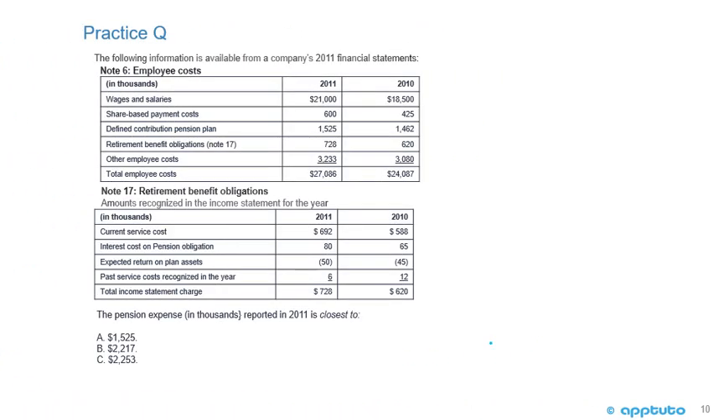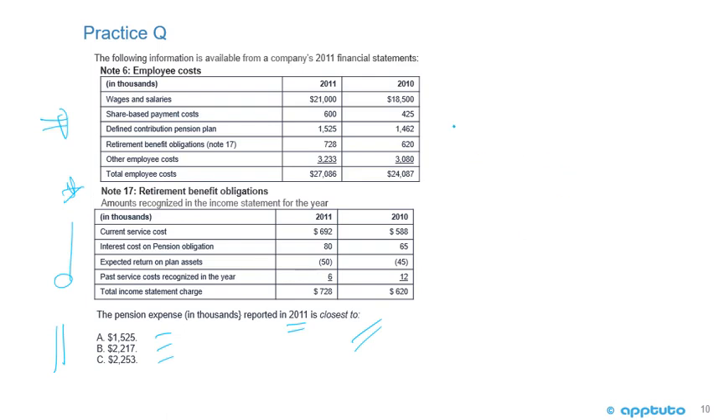Now this LOS doesn't say calculate, but I did find an old practice question where it did ask you to calculate the pension expense, and that's why I just went through those previous slides. I just thought I'd throw this in so you can see here's some following information from a company, and they've got the employee costs, and then there's some notes to the financial statements. You've got the retirement benefit obligation, so I'm not going to run through all those numbers, and it's saying the pension expense in thousands reported in 2011 is closest to A, 1525, B, 2217, or C, 2253.